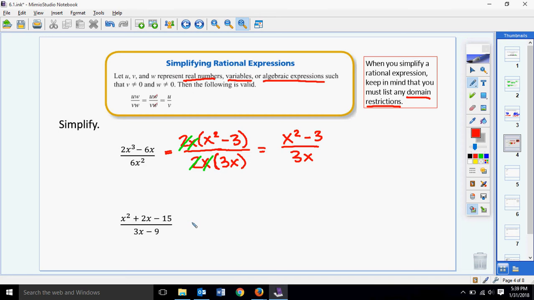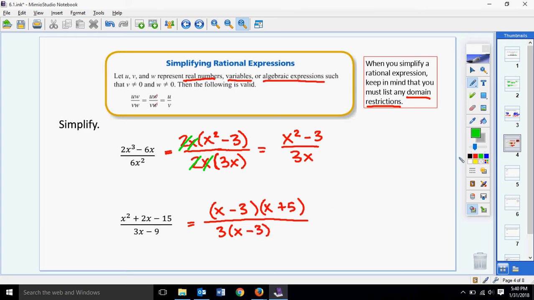Now for the bottom one, we also have to factor our numerator. This is a trinomial, so we're going to factor it into 2 sets of parentheses. I need to think what 2 numbers multiply to negative 15 and add up to positive 2. I know x goes in the first position, and I know that a negative 3 and a positive 5 will multiply to negative 15 and add up to 2. In the denominator, I can factor out a 3. When I factor out a 3, I'm left with x minus 3.